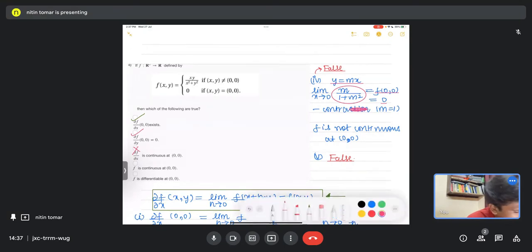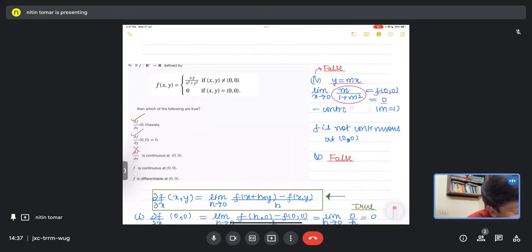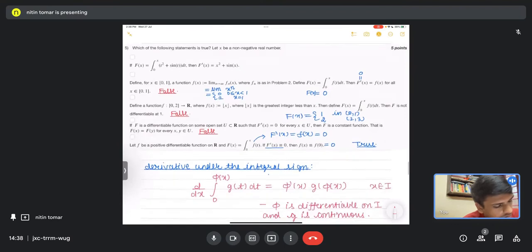Sorry for the spelling mistake. So this is a contradiction. Hence it is not continuous, so the fourth option is false. If it is not continuous, then it is not differentiable also. So this is also false, because every differentiable function is continuous. Okay. Now the next question.